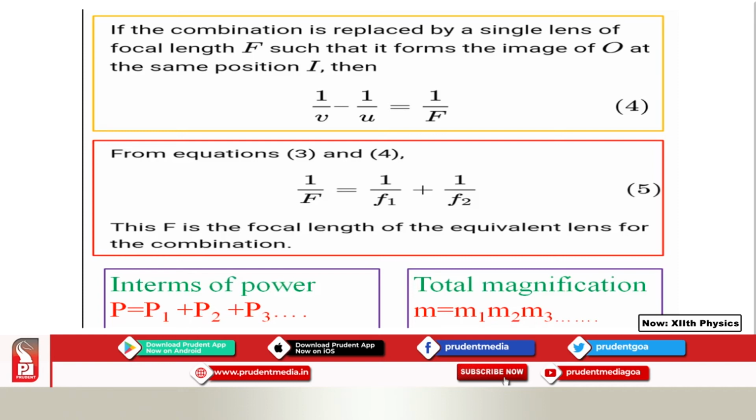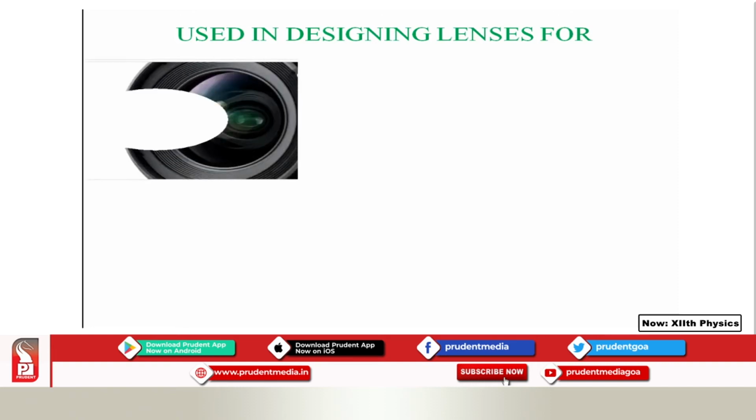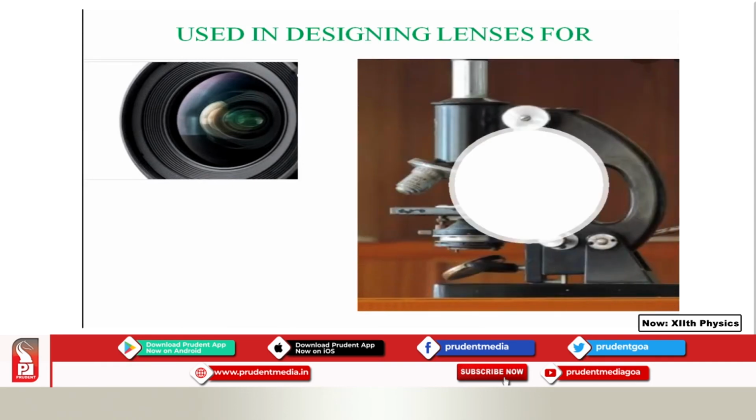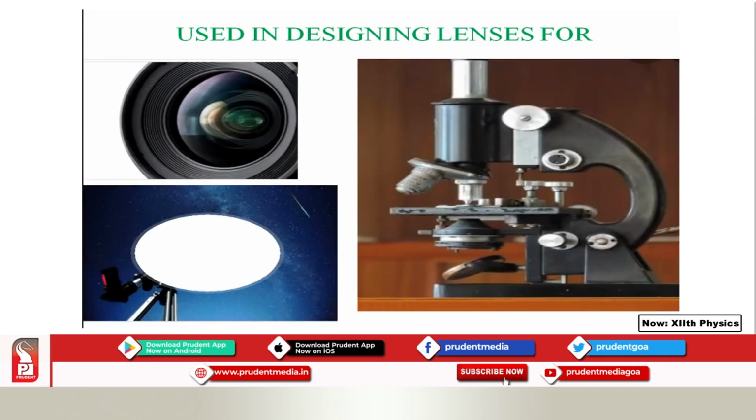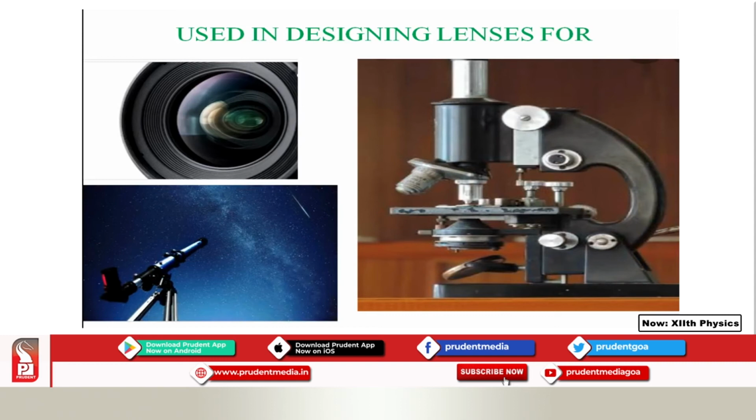Now, why do we do this? Why do we combine these lenses, or where do we use it? These combinations are used in designing the lenses for cameras, for microscopes, for telescopes. Okay, so that is where we make use of these lenses in contact.